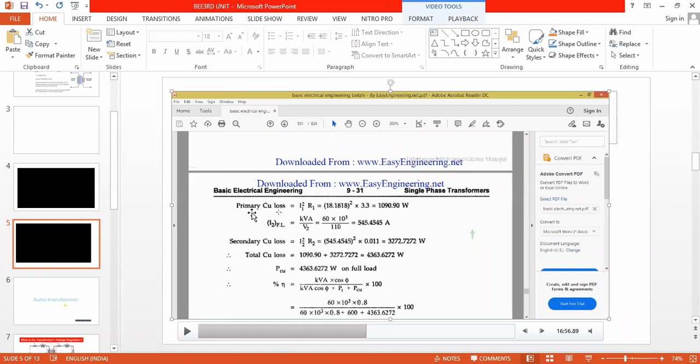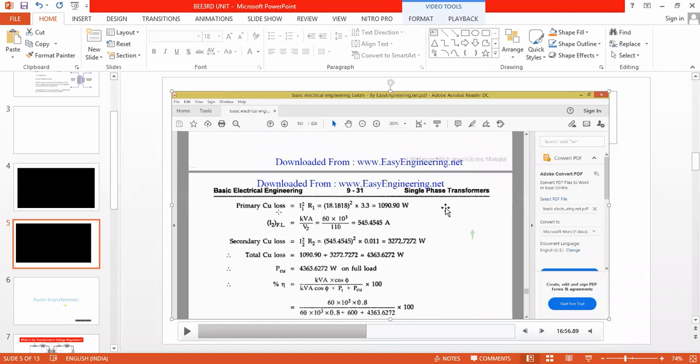Now you see primary winding copper loss. Copper loss is also called as variable loss. It is not constant. So copper loss formula, what is the formula? All of you tell me. I1 square into R1 or I2 square into R2. So both we have to calculate, because in the problem they have given R1 and R2.